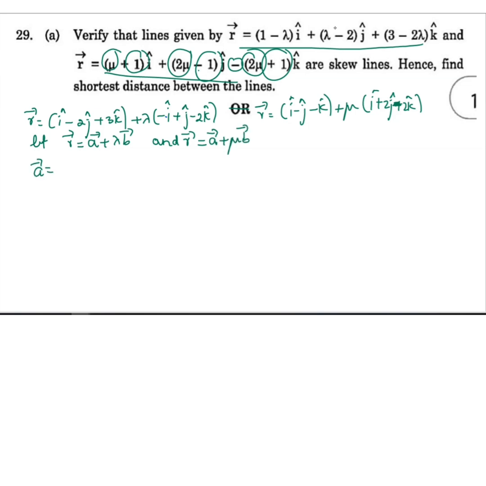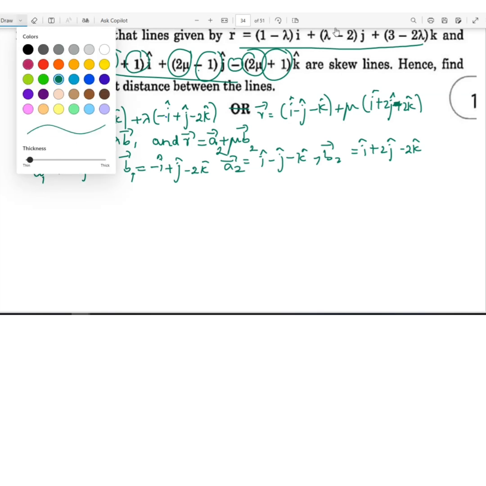A1 vector equals i vector minus 2 j vector plus 3 k vector. Then b1 vector is minus i cap plus j cap minus 2 k cap. Then a2 vector is i cap minus j cap minus k cap. Then b2 vector is i cap plus 2 j cap minus 2 k cap. Now we got the values, we will substitute these values.